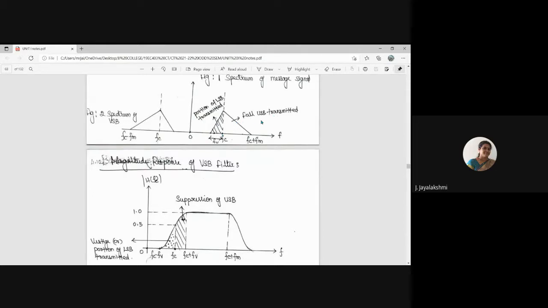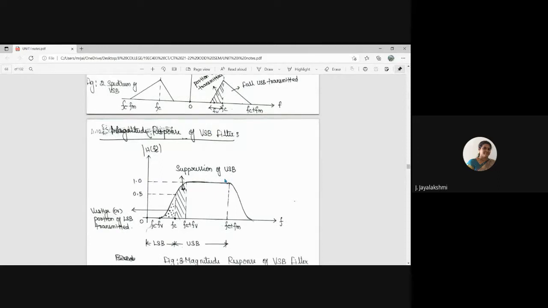So full upper sideband you are going to transmit if you are going to have this. This is going to be the lower portion of the lower sideband being transmitted. So this is how you are going to select in your single sideband. You are not going to have both the sidebands being fully transmitted.